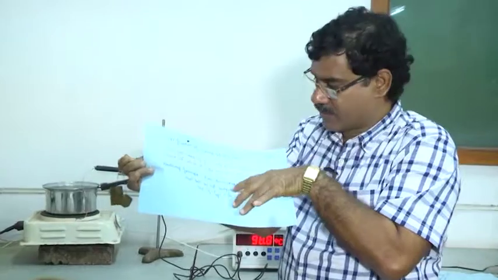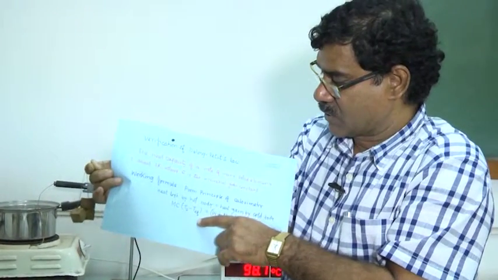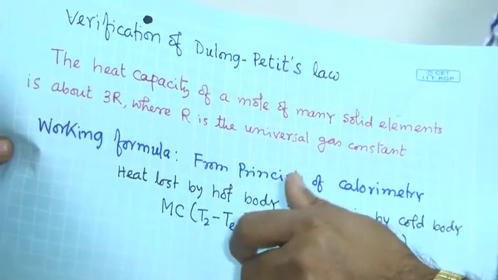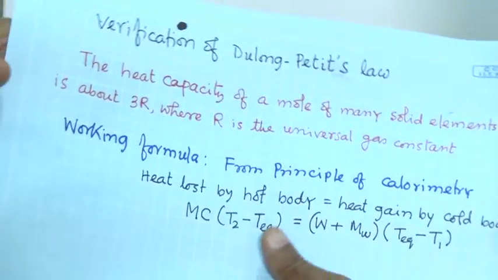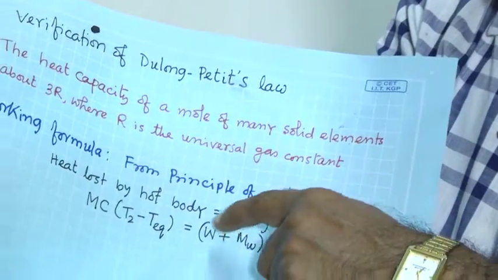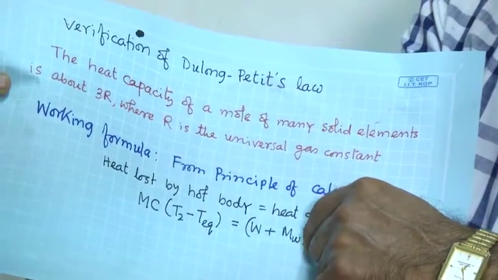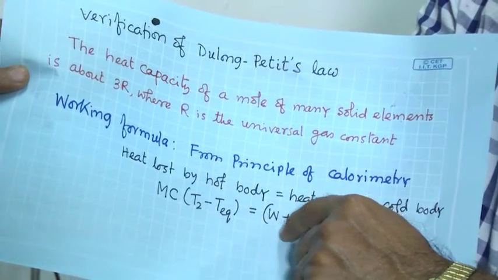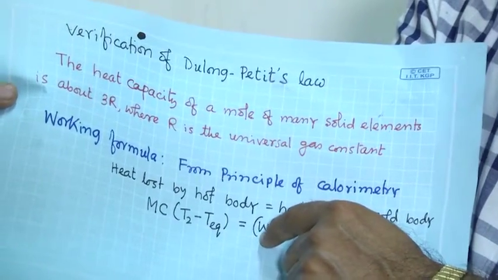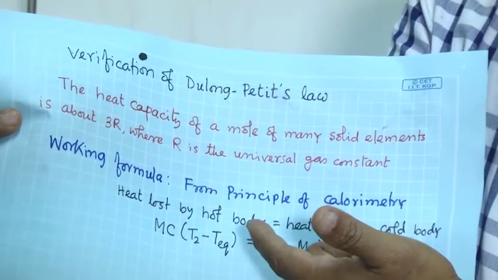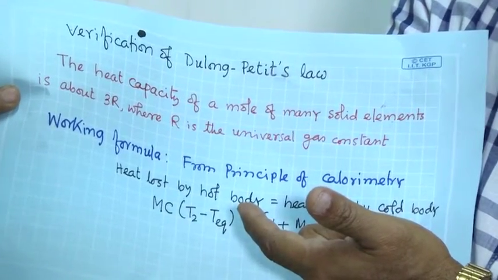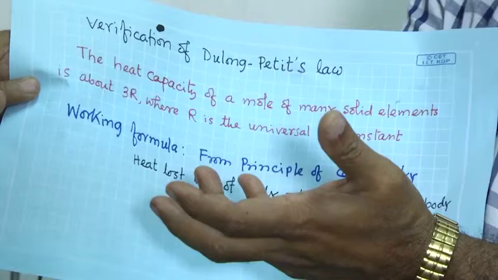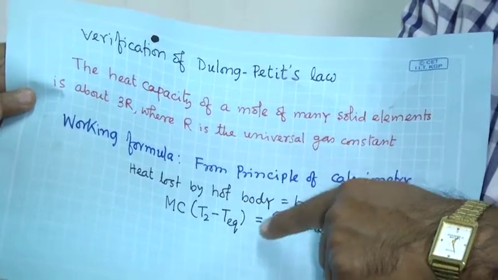So, in the calorimeter, whatever the equilibrium temperature T equilibrium, MC (T2 minus T equilibrium), that is the change of heat of this hot body, equal to, now in the calorimeter as I told, water and this container are there. So, this is the mass of water, and here we have written W, the water equivalent of the container, that is, the water mass equivalent of the container.